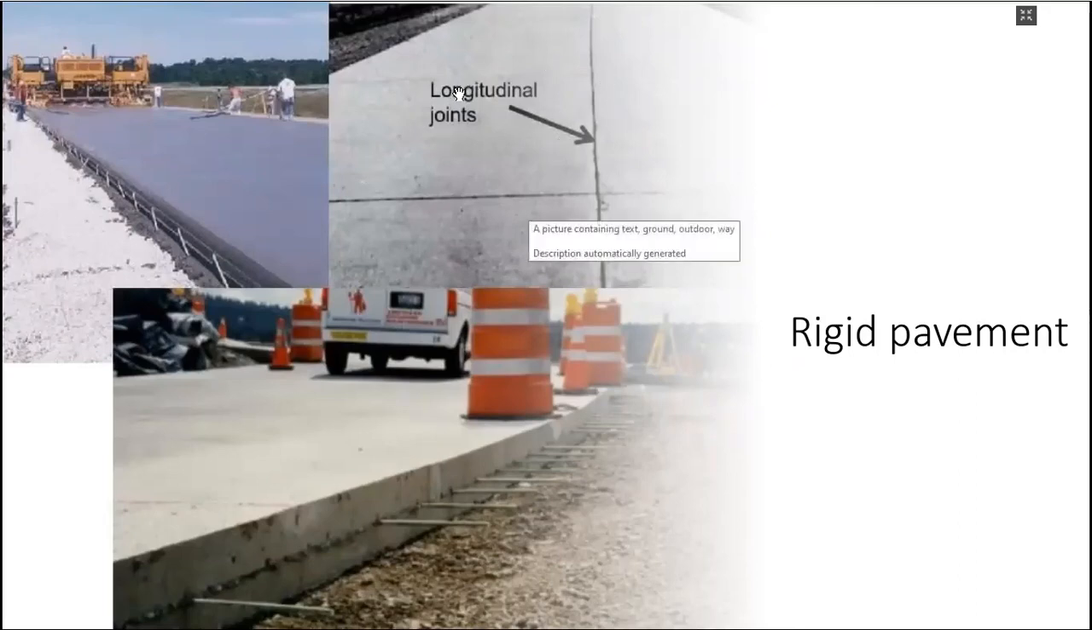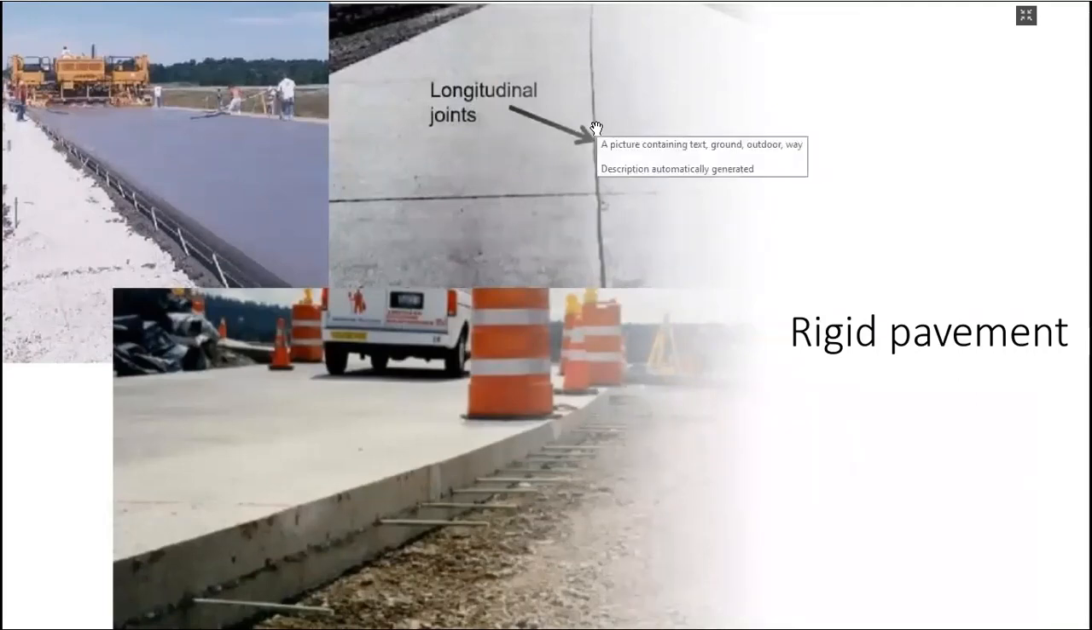As we can see, here are the longitudinal joints. These joints help to transfer the load between the two different blocks, and these joints are connected with dowel-like bars, as we can see in this figure. So we have discussed today the rigid and flexible pavement and the basics of rigid and flexible pavement.